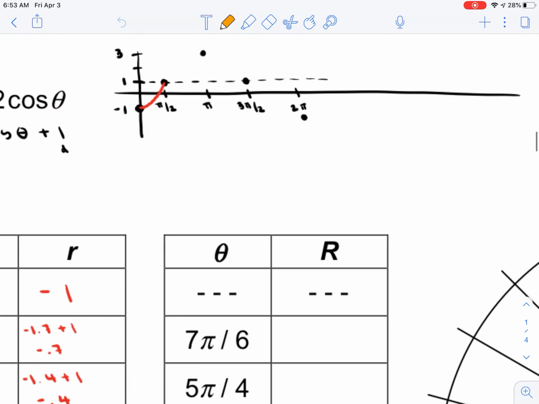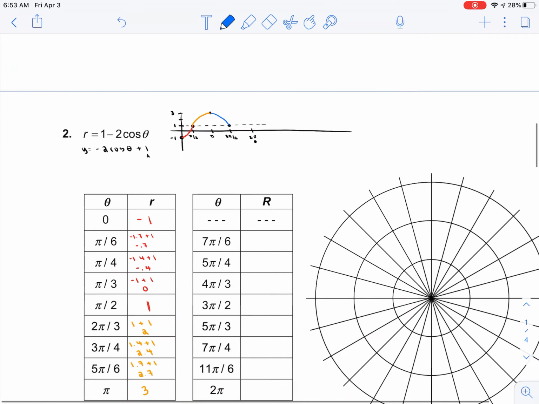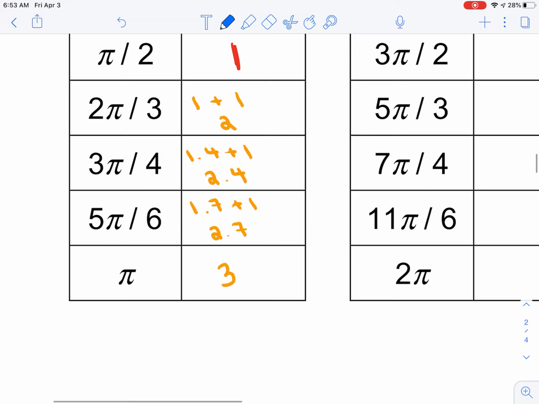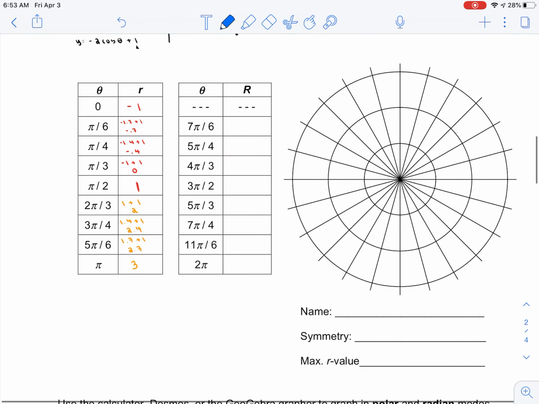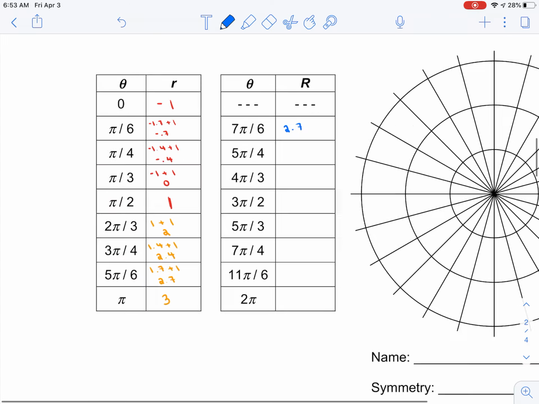All right, let me go back to my orange so I can connect that. Now, remember, as we saw before, from pi over 2 to pi, we're going to see the same thing from pi to 3 pi over 2, but this time you're going to see that the values are going in the opposite order. They're decreasing. So you can take the answer that we got at 5 pi over 6, and that's going to be the answer that we see at 7 pi over 6.